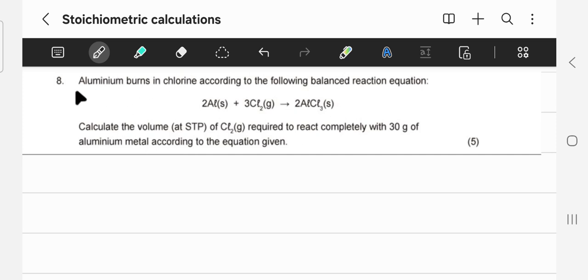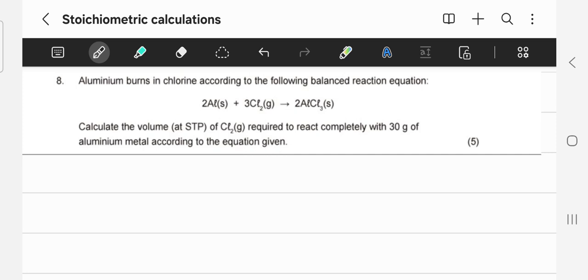Okay, so here our statement reads that aluminum burns in chlorine according to the following balanced reaction equation. So this is our equation, and like I've already said guys, when doing these type of calculations you need to ensure that your equations are balanced. All right, and then the instruction is that we calculate the volume at STP of chlorine gas, or rather Cl2, required to react completely with 30 grams of aluminium metal according to the equation given.